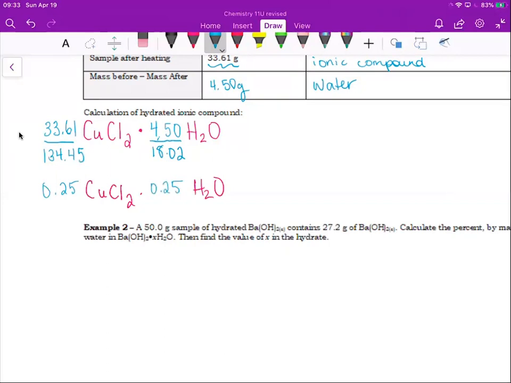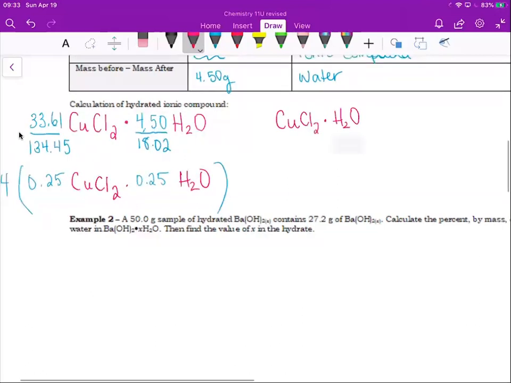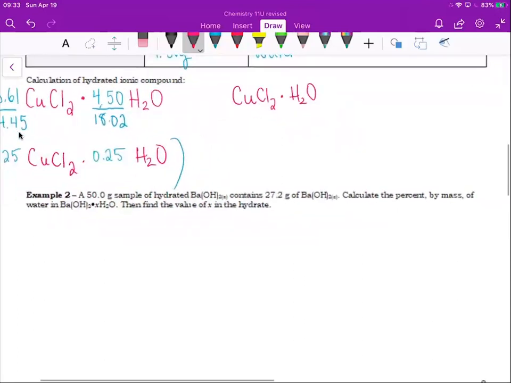So because they're equal to each other, if I multiply both numbers by 4, which you're allowed to do, I'm going to just get a whole number. Just going to get coefficient of 1 for both of them. So how would I name this? This would be copper 2 chloride monohydrate.